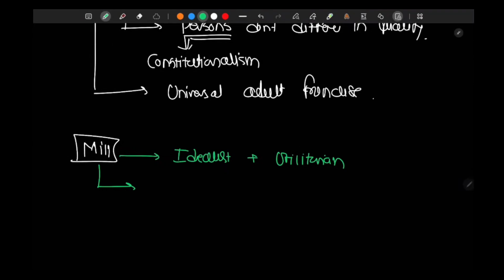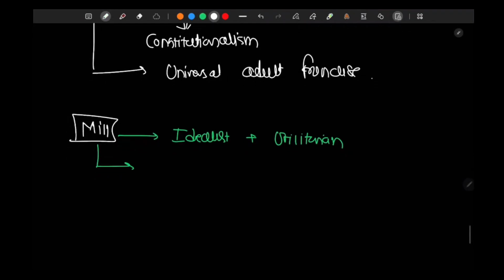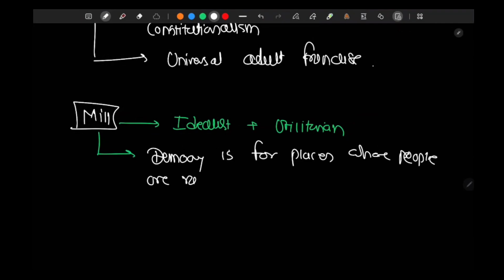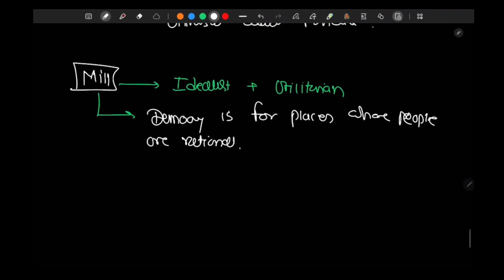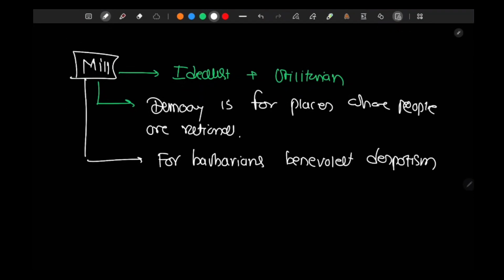Mill, in his book on representative government or representative democracy, I don't remember exactly, but it is something like that. So Mill says that democracy is for places where people are rational. And he says that for barbarians, benevolent despotism is the best form of government.